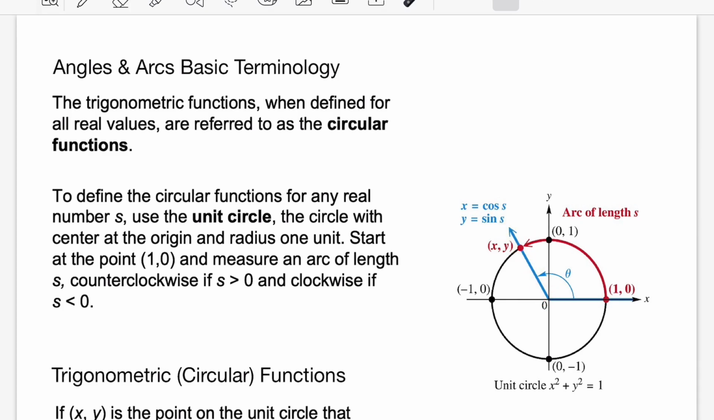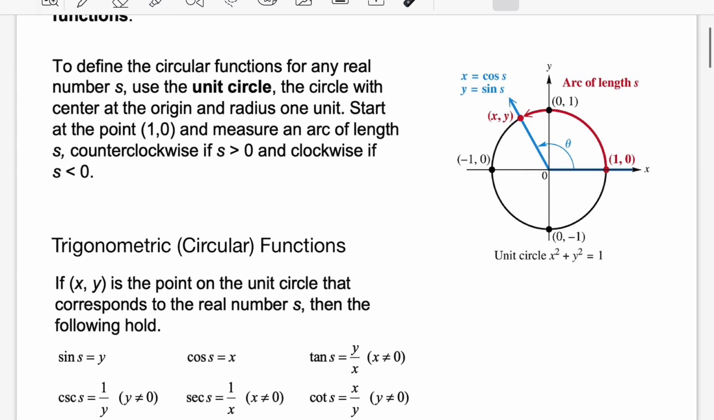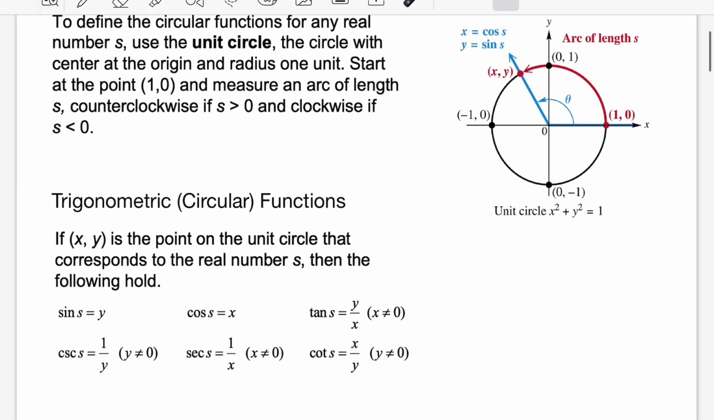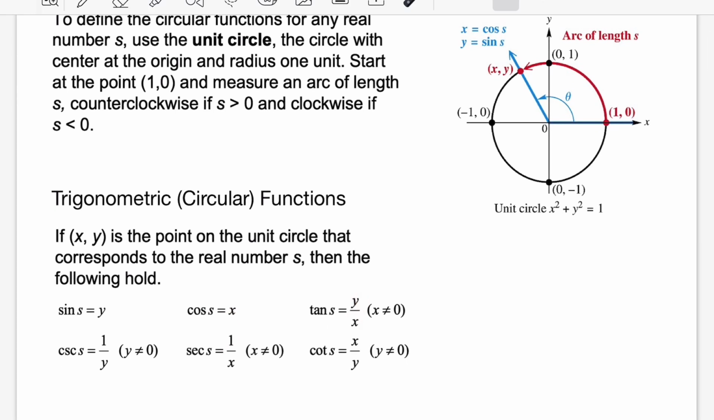Now this point (x, y) here is going to be the point on the circle that our terminal side intersects. This brings us to our 6 trig or circular functions. So if (x, y) is the point on the unit circle that corresponds to our real number s, then the following holds. Sine of s is equal to y, and cosine of s is equal to x. Tangent is y over x, and cosecant is 1 over y. This is the inverse of sine. Secant is 1 over x. This is the inverse of cosine. And cotangent is x over y. This is the inverse of tangent.